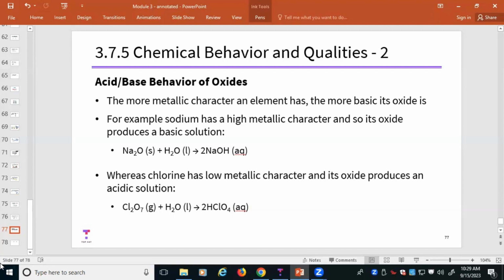when they make oxides. So just as a base of comparison here, we've got sodium oxide. Sodium oxide, when reacting with water, will make sodium hydroxide, which is a really strong base. Whereas dichlorine heptoxide, Cl2O7 here, when it reacts with water, will make perchloric acid, which is a strong acid. So the more metallic something is, the more basic it's going to be in its oxide behavior. The less metallic something is, the more acidic it's going to be in its behavior.